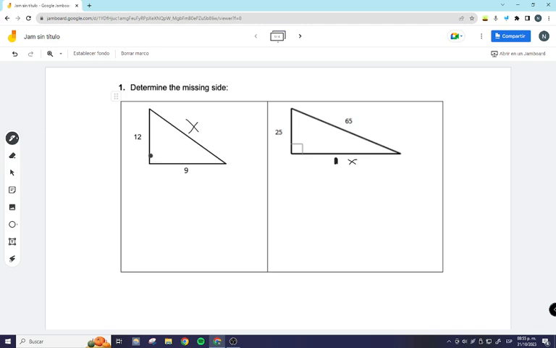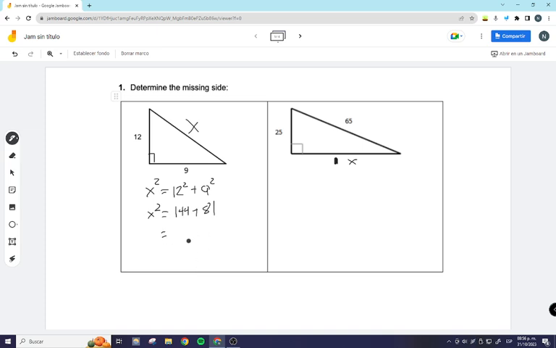So here, this is the hypotenuse. So remember that the Pythagorean theorem says that the hypotenuse squared is equal to the two legs squared added. So 12 squared plus 9 squared. Okay, so that means that x squared is 12 multiplied by 12, which is 144, plus 9 multiplied by 9, which is 81.